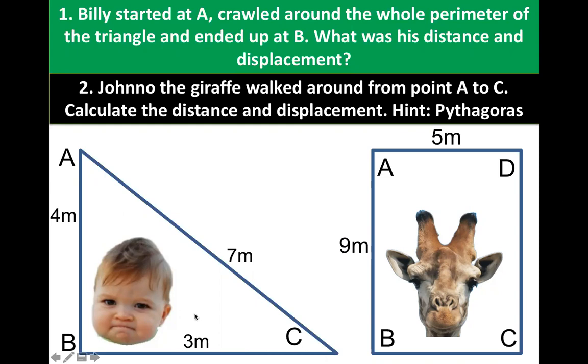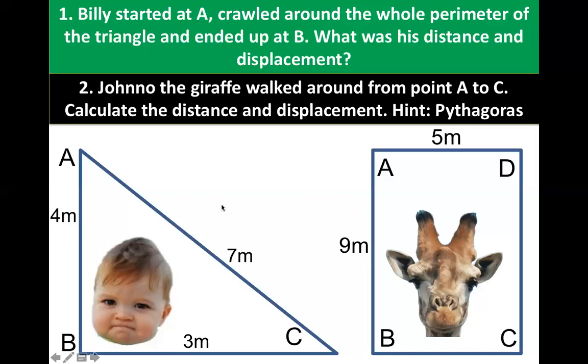Okay, so now Billy, who's this boy here, started at A. He crawled around the whole perimeter of the triangle, and then he ended up at B. So he crawled A to B to C, and then to A, and then back to B. So what is his distance? Distance first. A to B to C, and then back to B. What was his distance? 18. Correct, 18.